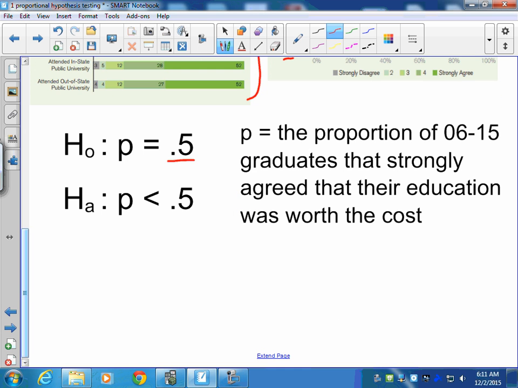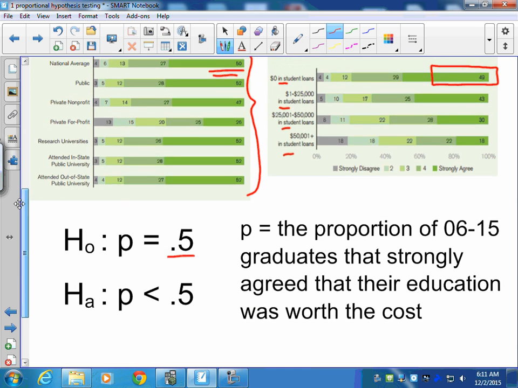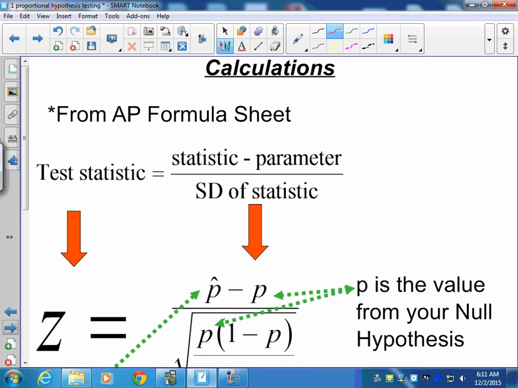So based on that number, we can set up our null and alternative. The null hypothesis is the proportion of 06 to 15 graduates that strongly agreed with their education was worth the cost is equal to the claimed 0.5 for the overall population. And the alternative is the proportion of 06 to 15 grads is less than that 0.5 value. So you want to make sure that you have both of these pieces along with your context listed in your answer. So now, our calculations.